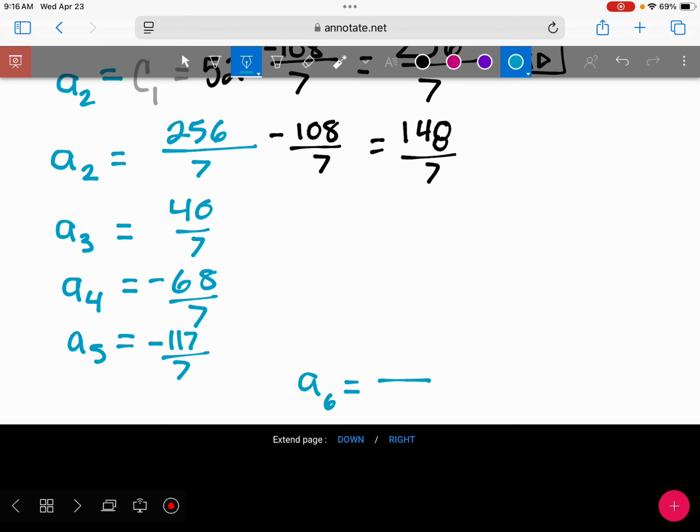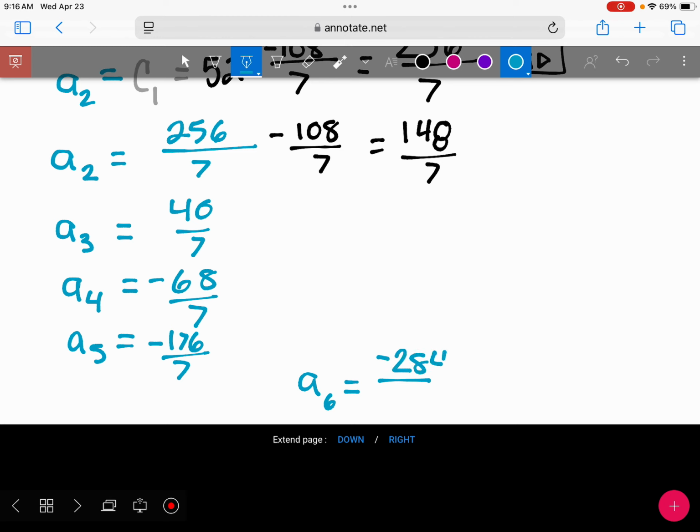Oh, wait, 68. I was going to say, it shouldn't be 117. I have 176. 176. There we go. I heard 117. 176 is what I had. And then our last one, negative 176 minus 108.